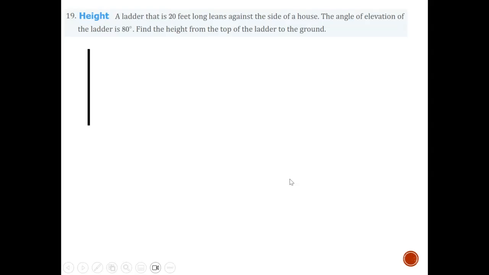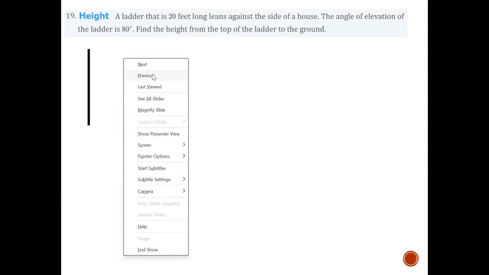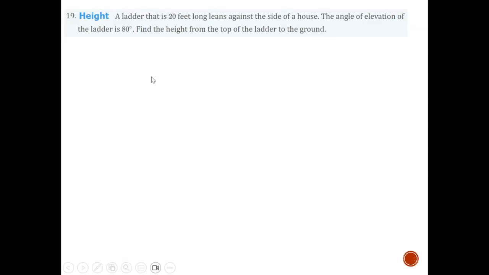This is number 19. Hey guys, here, guys, let me go back. Here, they want you to draw your own triangle. Okay? It says a ladder that is 20 feet long leans against the side of a house. The angle of elevation of the ladder is 80 degrees. Find the height from the top of the ladder to the ground.